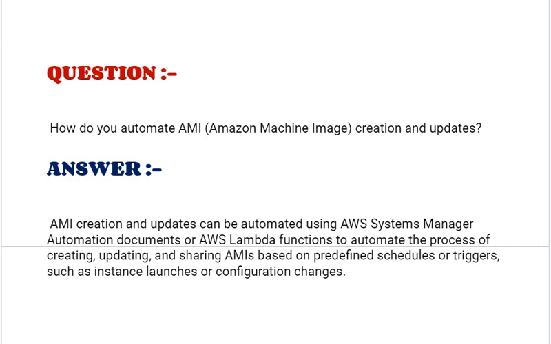Our next interview question is: how do you automate AMI, that is Amazon Machine Image, creation and updates? Your answer should be: AMI creation and updates can be automated using AWS Systems Manager automation documents or AWS Lambda functions to automate the process of creating, updating, and sharing AMIs based on predefined schedules or triggers such as instance launches or configuration changes.